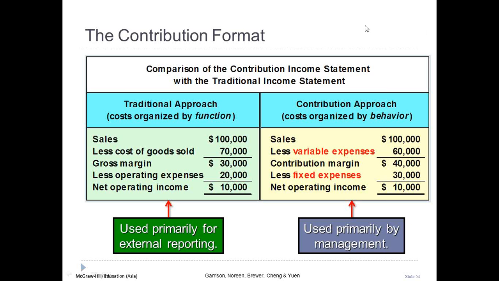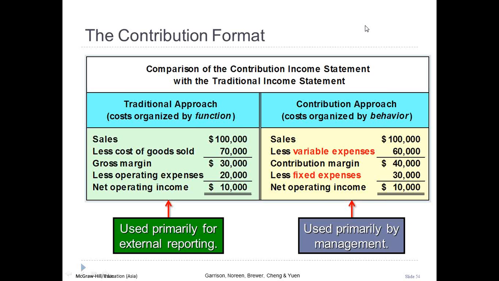So back on the left, the traditional approach. Start with sales. We take away cost of goods sold, come up with gross margin. Then we subtract operating expenses, come up with net income. Classic approach. On the right, we see the managerial accounting approach. It's different. Top line's the same. Sales, no change. $100,000 in sales on the left, $100,000 in sales on the right. No change. However, look at the next row.